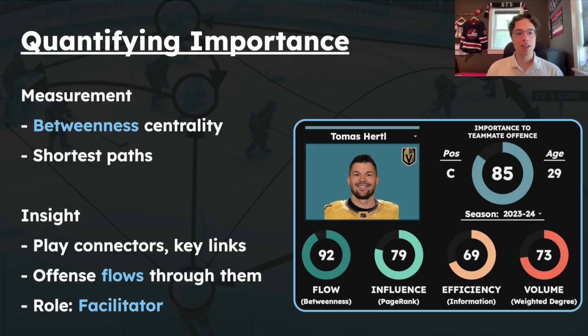The first one is betweenness centrality. It's one of the more common ones that are found in network analysis. And in our case, it finds whenever a player lies on the shortest path between any of his 2 linemates.